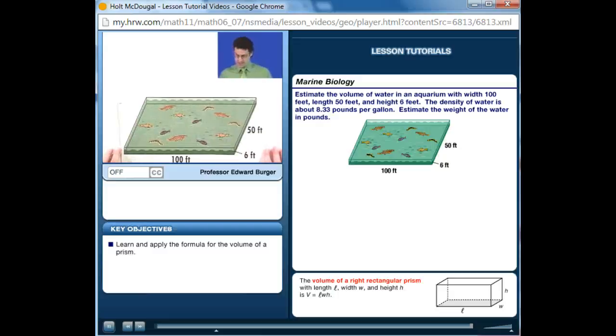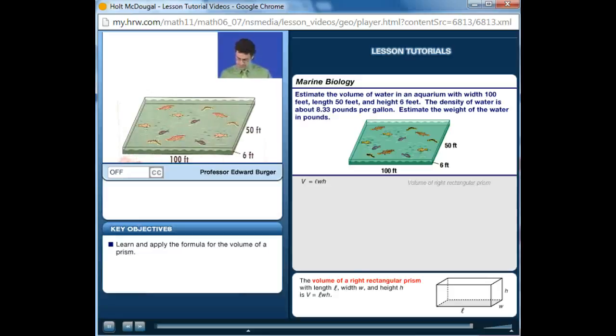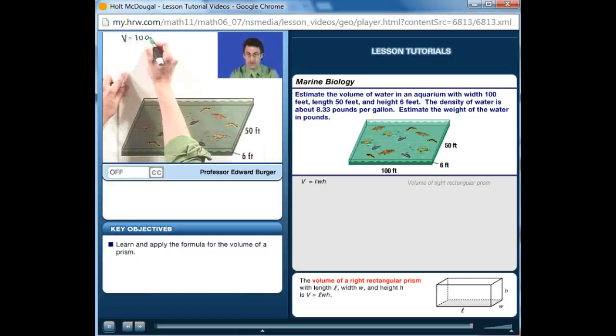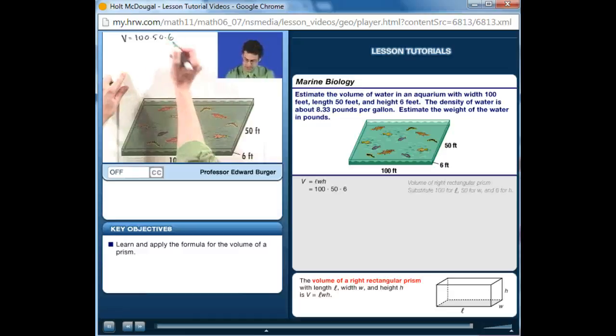So here is the aquarium that you can see is a rectangular prism, and I want us to just estimate the volume of it. You can see the water level looks like it's almost coming up to the very top, and so let's just assume that the water level is right there. So what's the volume? Well, the volume is pretty straightforward because it's going to be length times width times height. So it's going to be 100 times 50 times 6. So the volume is going to be equal to 100 times 50 times 6.